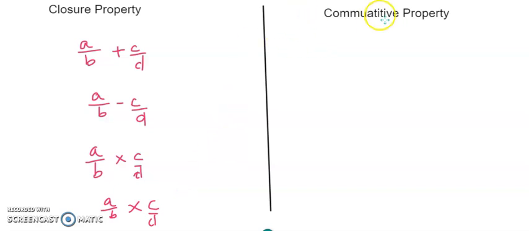The next was the commutative property. Now for commutative property, you need two rational numbers, and the order in which you are adding them or you are multiplying them does not change the answer. That is what the commutative property tells us. Whereas subtraction and division is not possible for commutative property.